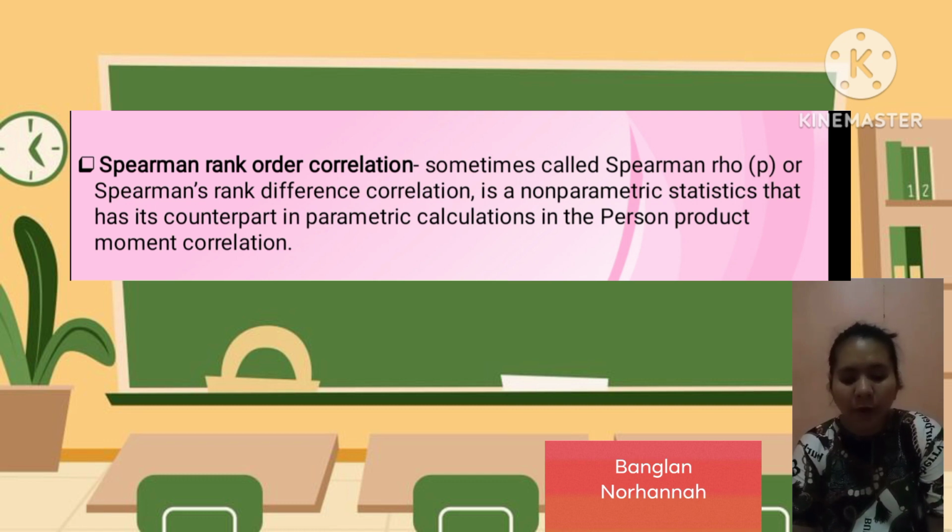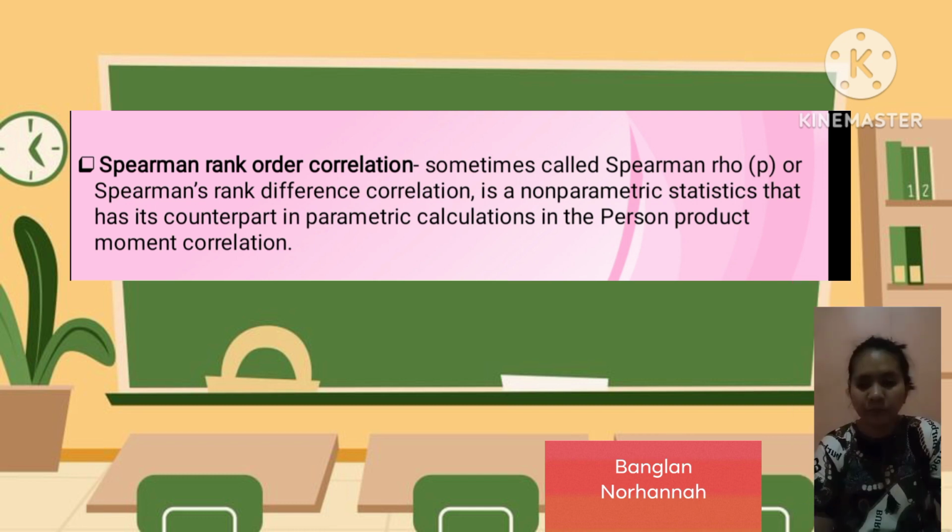The Spearman rank order correlation, also known as Spearman's rho or Spearman's rank difference correlation, is a nonparametric statistical measure that assesses the strength and direction of the relationship between two variables. It is a counterpart to the parametric Pearson product-moment correlation.